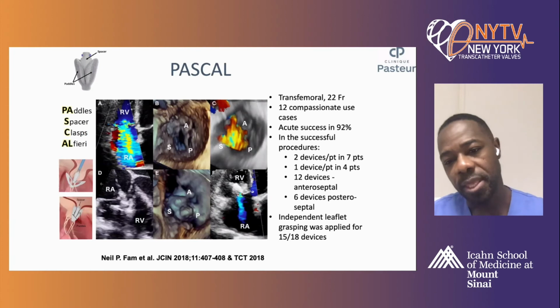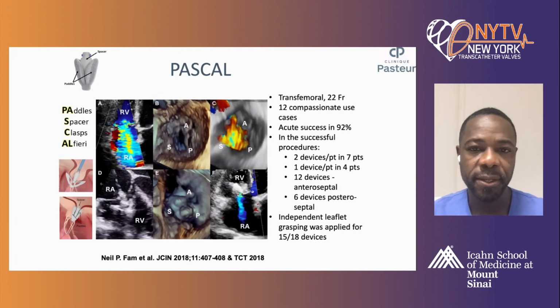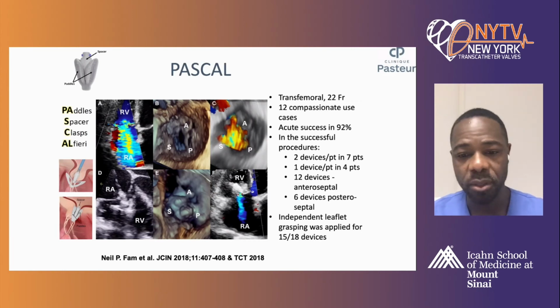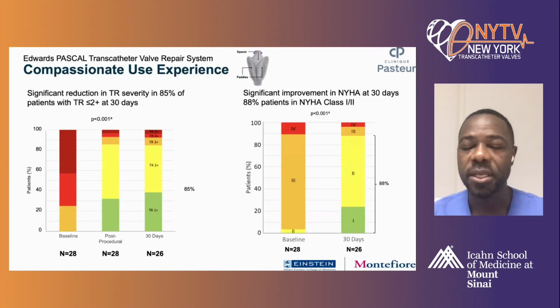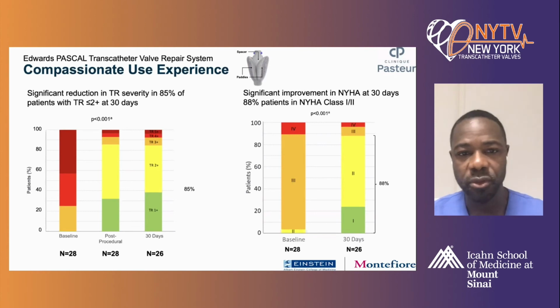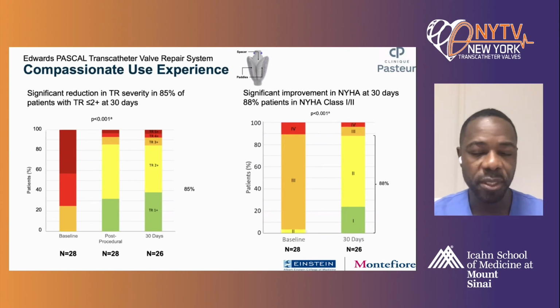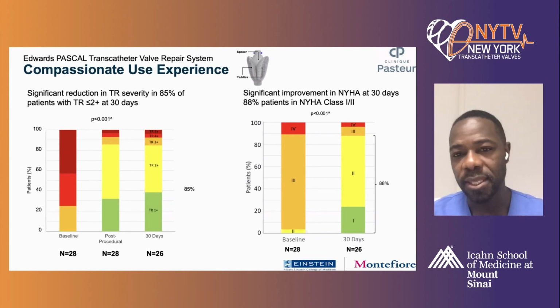The competitor, the device that has the same mode of action as the TriClip, is the Pascal. We all know the Pascal device, and through the compassionate use experience with the 28 patients that were treated, extremely impressive in terms of TR reduction, comparable to the TriClip, with very few patients having a severe or torrential regurgitation at 30 days. This is correlated to a symptomatic improvement of the patients, and also in terms of quality of life. So once again, very positive early signals that need to be confirmed through larger cohorts and longer term follow-ups.